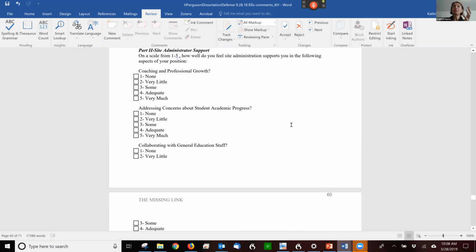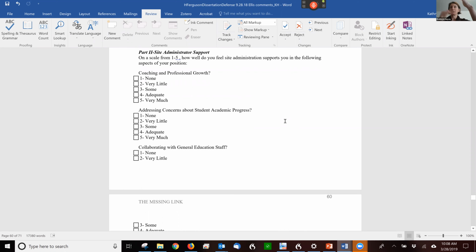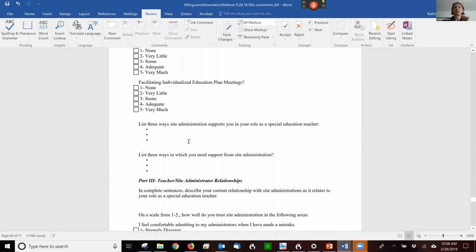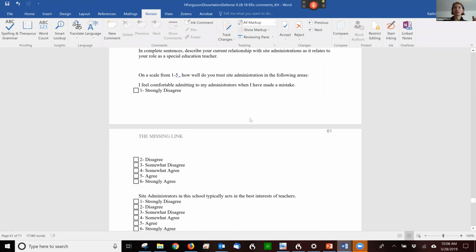And she ended up doing both. She looked across schools, maybe lumping it together, but she also looked at differences between these items. Both can give you information. And note here that she's got some open-ended questions, which will help her to unpack what teachers say. All right, then her next construct, site administrator relationships.